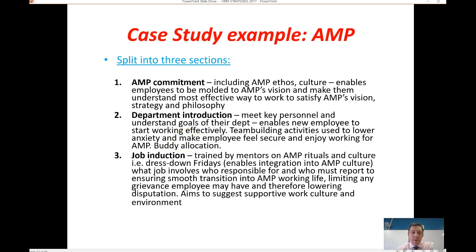So trained by mentors and AMP rituals and culture, i.e., the dress down Friday, what your job involves, who's responsible for it, and who you report through to. So a really serious induction program, which AMP thinks reduces their staff turnover because workers come in and they feel comfortable right from the start.